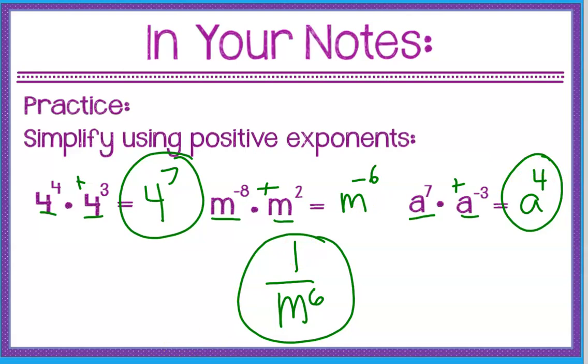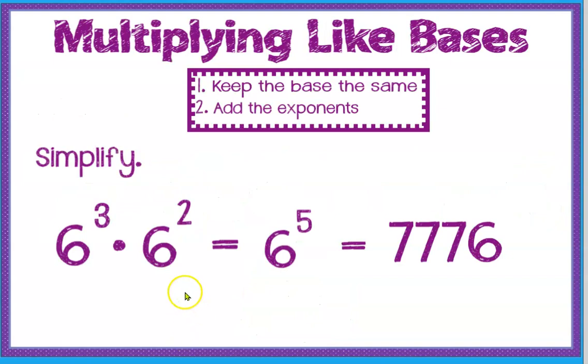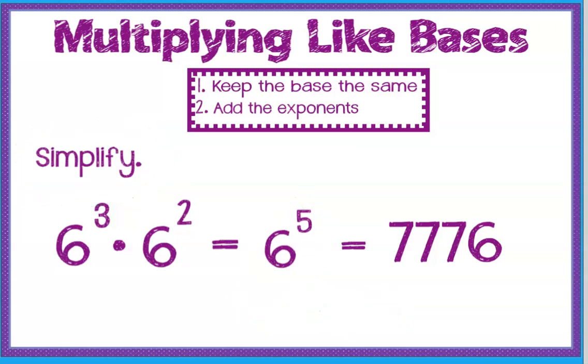All right, let's take a look at an example where we don't want you to leave it in exponent form. In this problem, 6 to the third times 6 to the second would be 6 to the 5th. If it actually says simplify in the directions, that means you have to perform the math 6 to the 5th power. In which case, you should be using a calculator. 6 raised to the 5th power is 7,776.